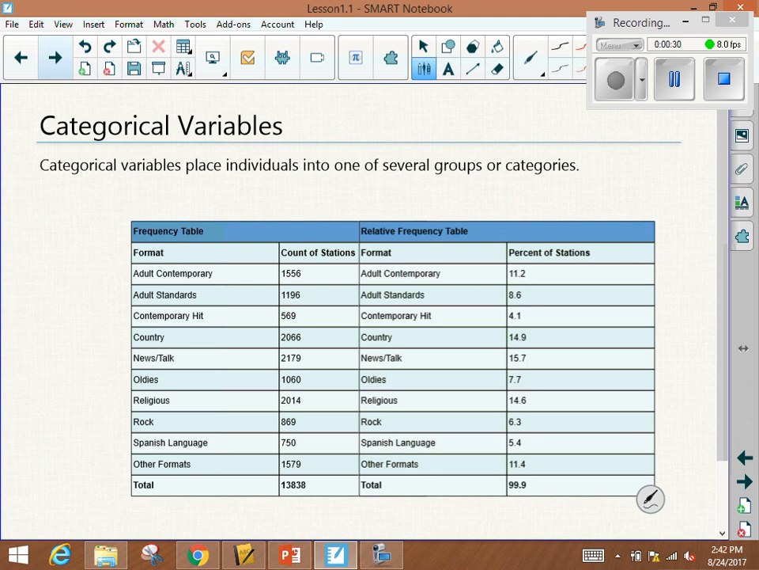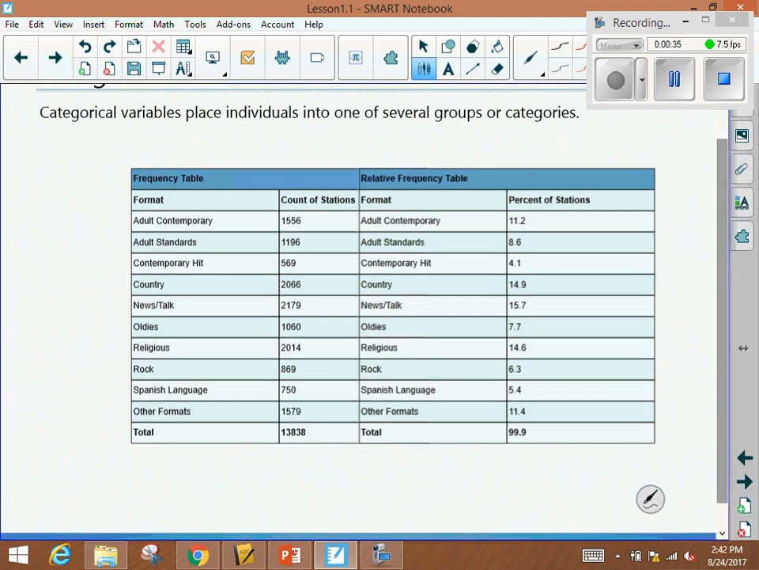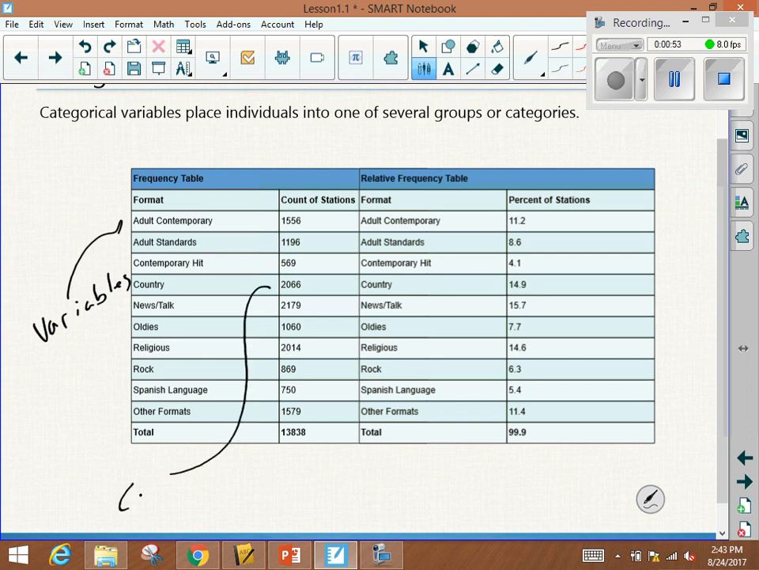Okay, what have we got here? We are going to be placing these individuals into several groups or categories, right? So over here, these are our different variables. Here we have our counts. We have a total count, right? But these guys right here are our counts. And then we've additionally been given some percentages.